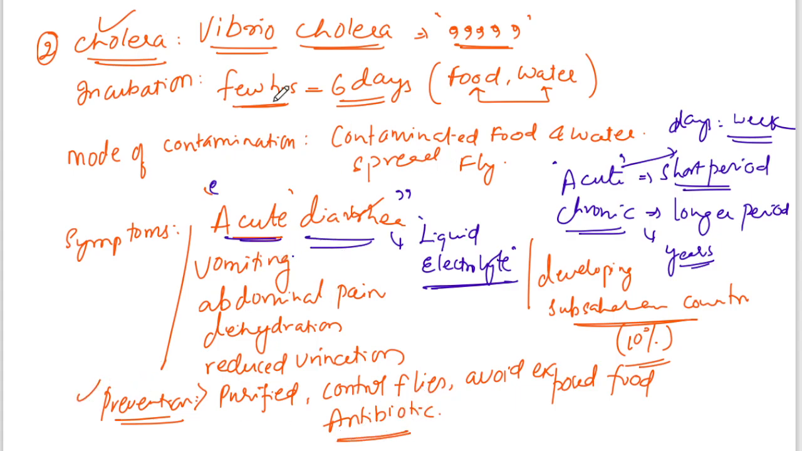Now, in competitive exams, what do they ask? What is cholera? Cholera is a bacterial infectious disease. What is the causative organism? Vibrio cholerae is the causative organism. What are its symptoms, and what is the mode of contamination? This question will definitely be asked in the examination.